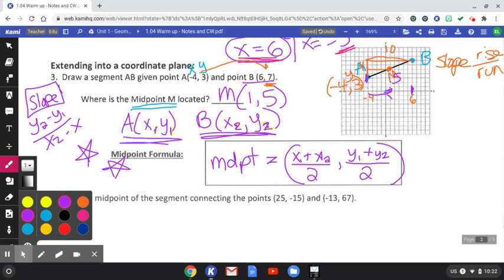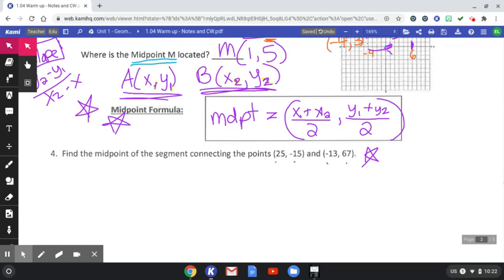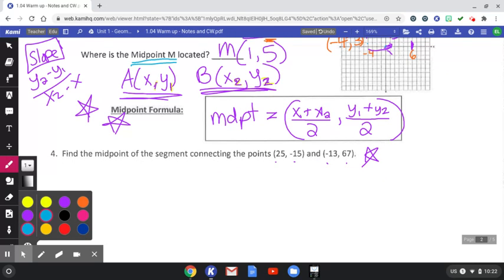So the reason we need the formula, we could graph it all the time, but if we have crazy points like this, 25, 15 and negative 13, 65, we're going to want a formula to make the process go a little faster. So exercise 4 here reads, find the midpoint of a segment connecting the points 25, negative 15 and negative 13, 67. So here's an x value, it's the first one, and a y value, the first one. Here's the second x value, x2, second y value, y2. So the first x value is 25. Here's negative 15, negative 13, and 67.